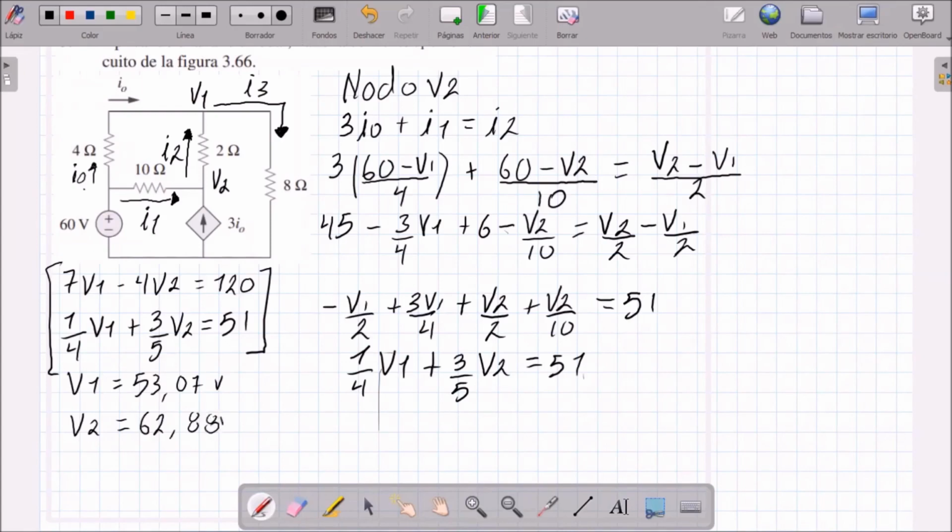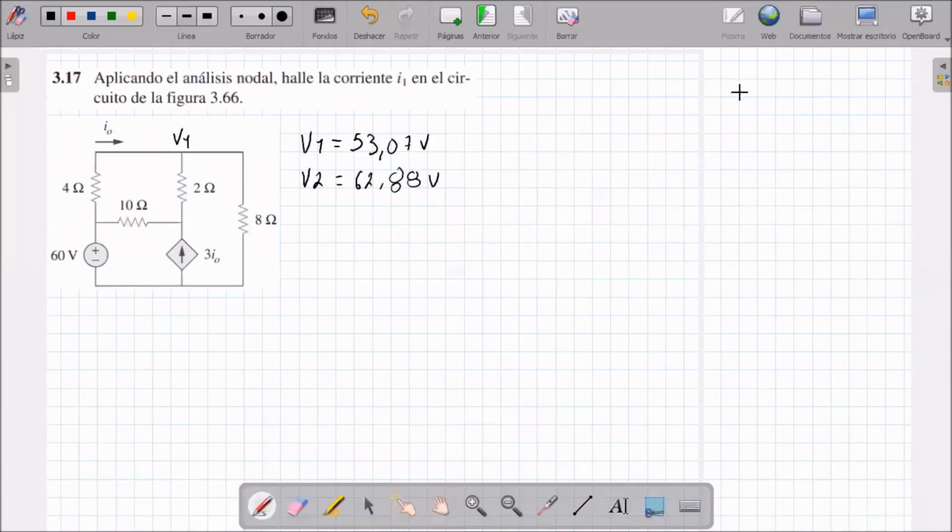Okay, so the exercise asks us for the current I sub-zero, which is the one that comes from here, and passes through here. We already have B1 and B2, but we only need B1. The current I sub-zero will be equal to the voltage that is here at this point, which is 60 volts, minus B1, which is 53.07, over the 4.